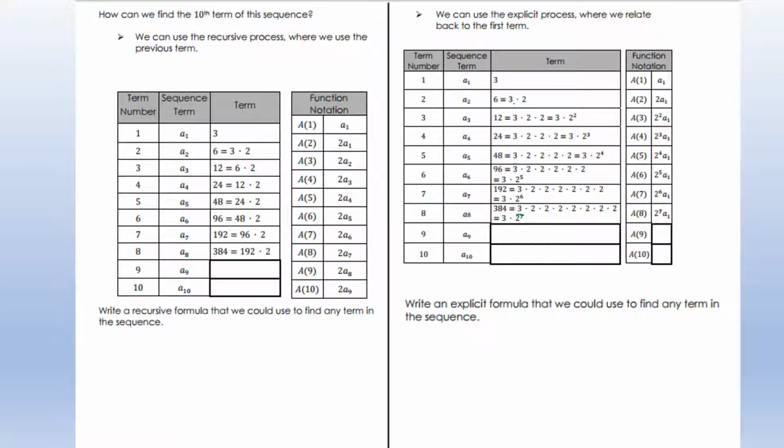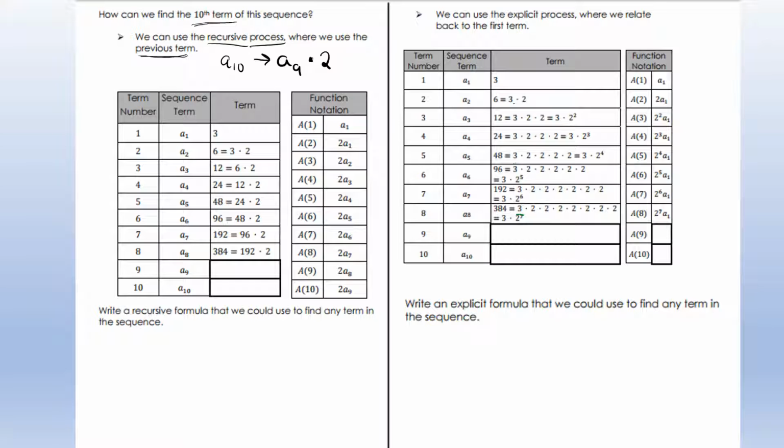So how can we take what we know here to figure out the 10th term in the sequence? We can first use what's called a recursive process. The recursive process uses the previous term in the sequence. If we're looking for the 10th term, we need to know what the 9th term is, because we're taking the term right before it and doing something to it. In this case, we're multiplying by 2, remember? So we need to figure out the 9th term in order to figure out the 10th term.